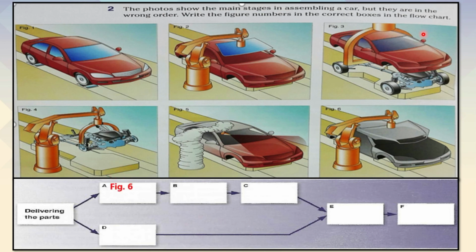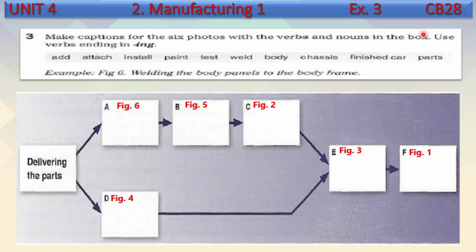A is figure 6, B is figure 5, good. And exercise 3, welding the body panels to the body frame.